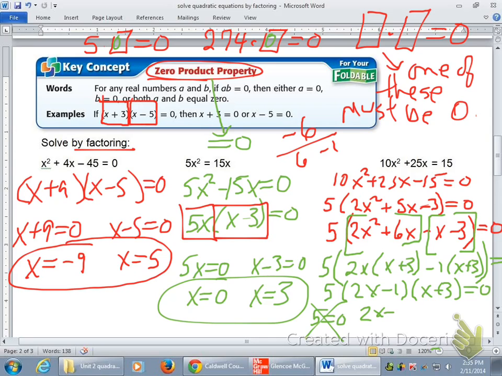Can 2x minus 1 equal 0? Sure it can. When does that happen? Whenever x equals, let's see, think, you've got to add 1 to both sides and then divide by 2. 1/2. It'd be 1/2. And can x plus 3 equal 0? That happens when x is negative 3, right?